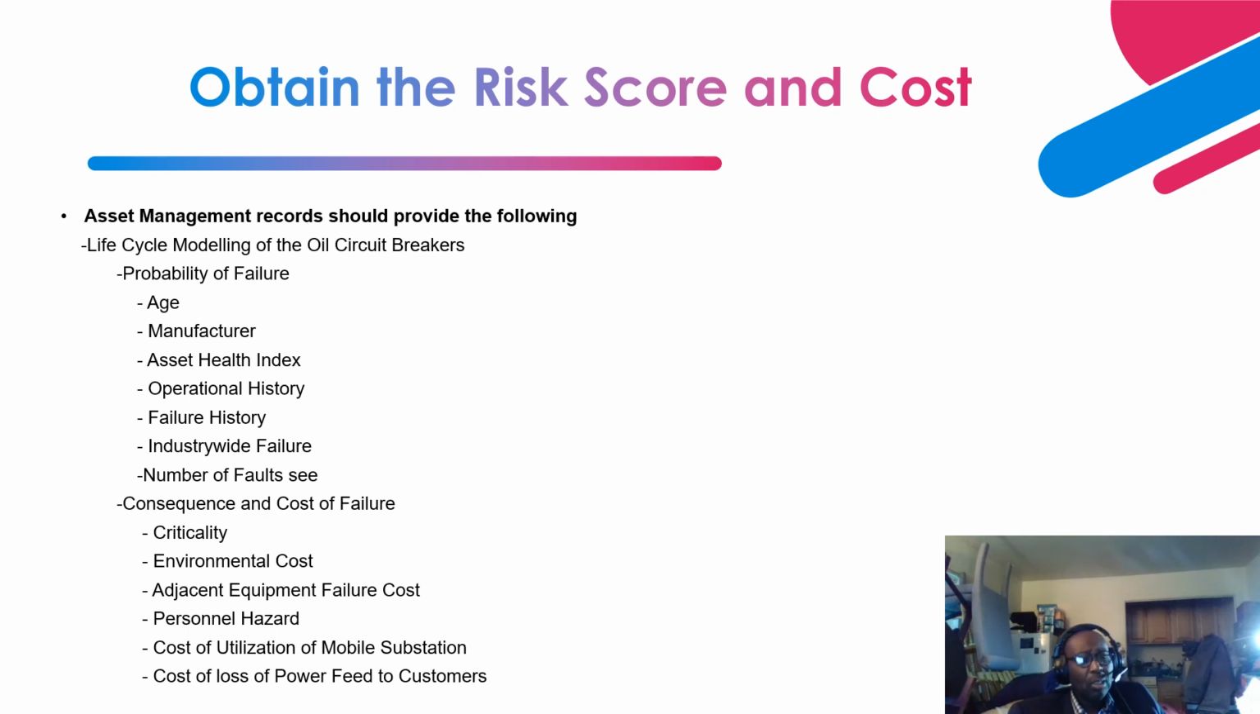Right? The first thing that they consider is the probability of failure. First of all, the risk cost is equal to probability of failure times consequence and cost of failure. Right? That's how they determine the risk cost. So to determine the probability of failure, they consider the age, right? How old is that equipment? Because as the equipment ages, the longer the age, the more deterioration comes into play.